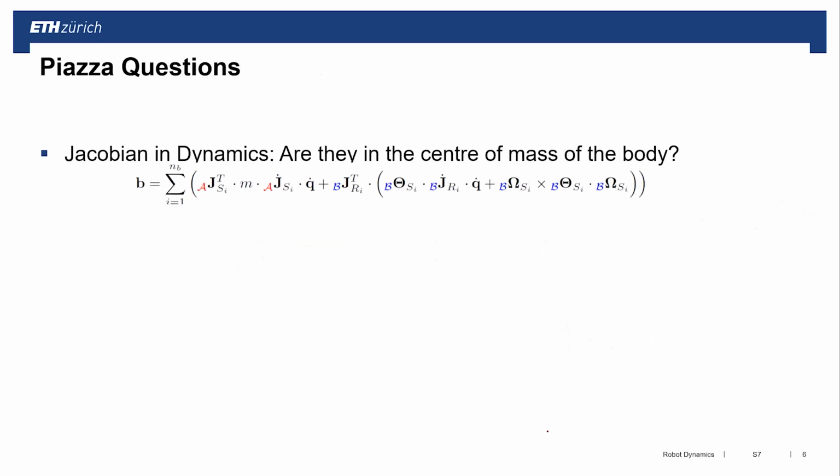Then, very briefly, two questions were raised related to the Jacobians and whether or not they are at the center of gravity. Here, make sure that you always have the center of gravity. For the angular rate, it doesn't matter, so this is independent of where you are on the body. Here we also have the same point, but it doesn't really matter; it can also be another point. The angular rate of a body is the same, independent of its location.